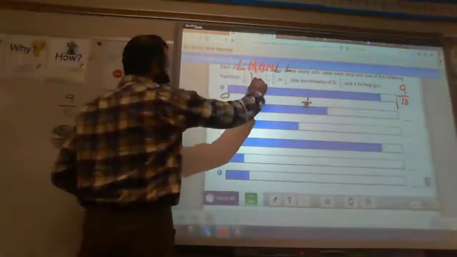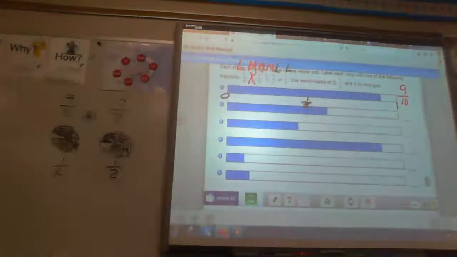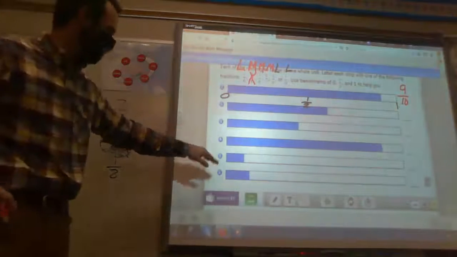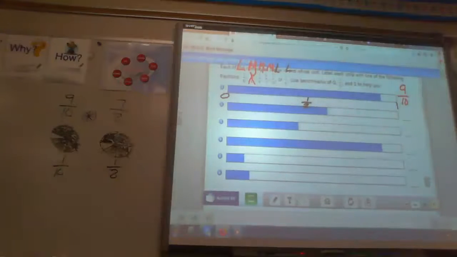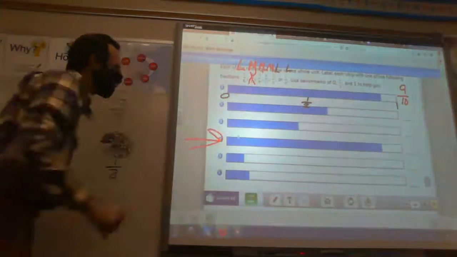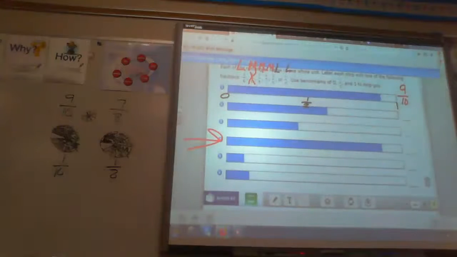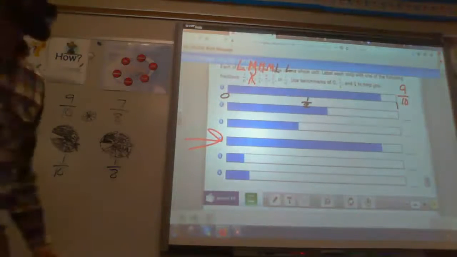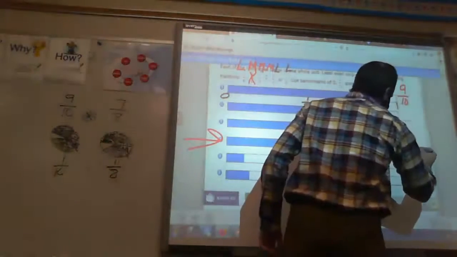You've used 9/10. You said the biggest fraction bar was 9/10. What's the second largest one, number 4? We're doing this one, Delia, number 4. Which fraction would go? 7/8. Excellent. Great job, Delia.